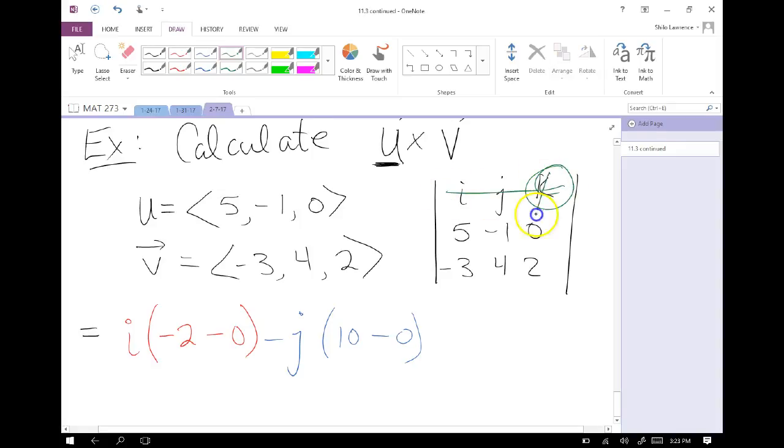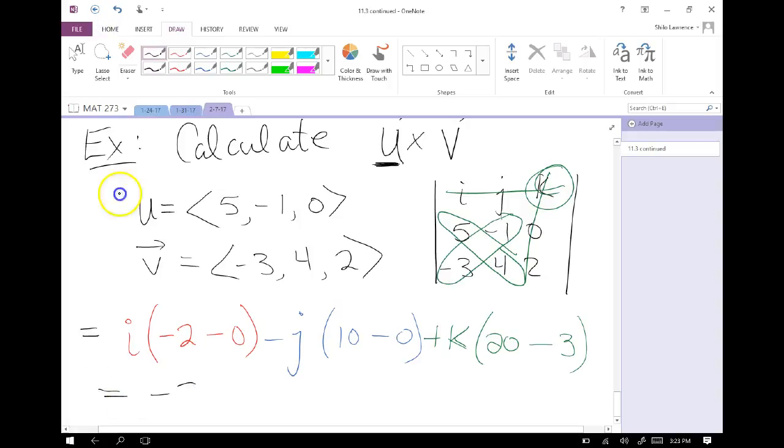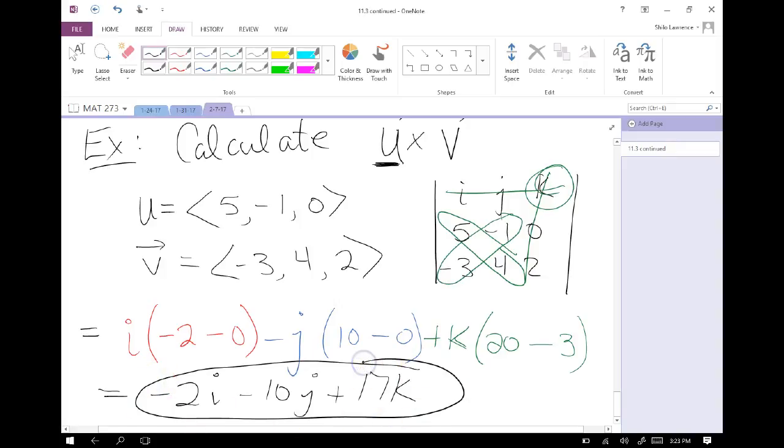And then we switch to K, and we're back to plus. If you cross off K's row and K's column, we'll be left with a 2 by 2 that has a major diagonal of what value? 20. And then we subtract the product of the minor diagonal, which is 3. So we've got -2i minus 10j plus 17k. That's our cross product.